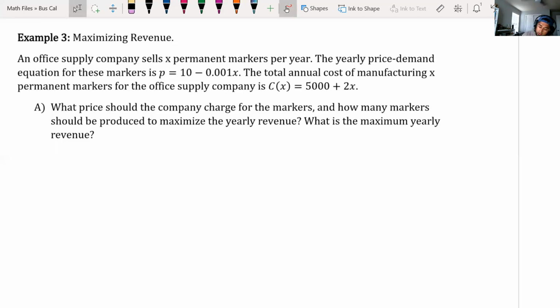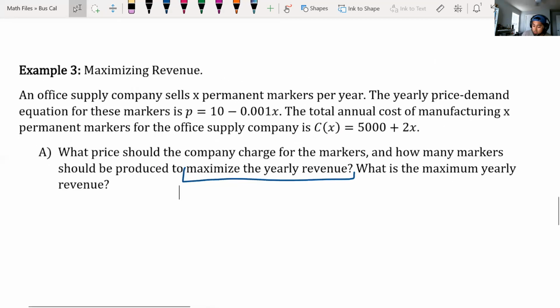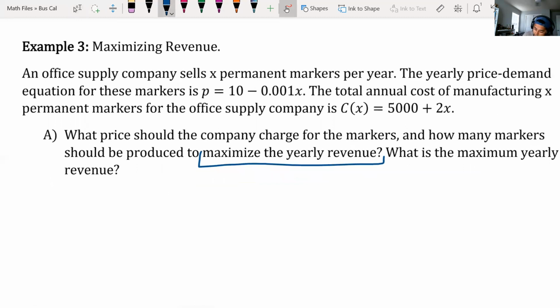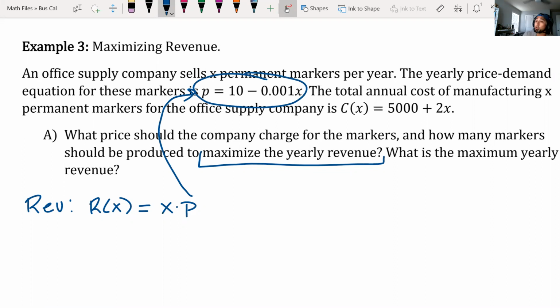So for A, our job is to maximize the revenue. We're not given a revenue function, but we know how to create a revenue function. If you remember from that class, 1324, so long ago, a revenue function is given by the amount of items X times P, the price. Well, in this problem, where are we given an equation for P? Yes. So we're going to substitute that in for P. Hey, it's a substitution. That's what we've been doing today.